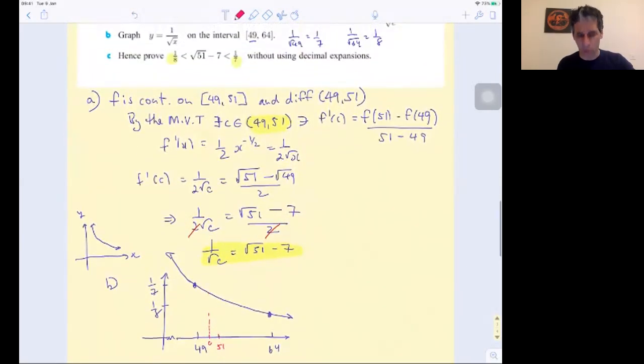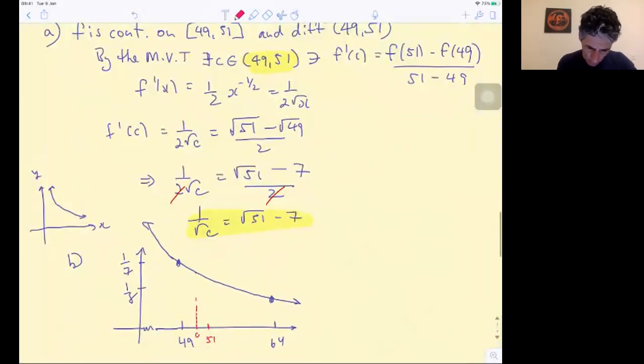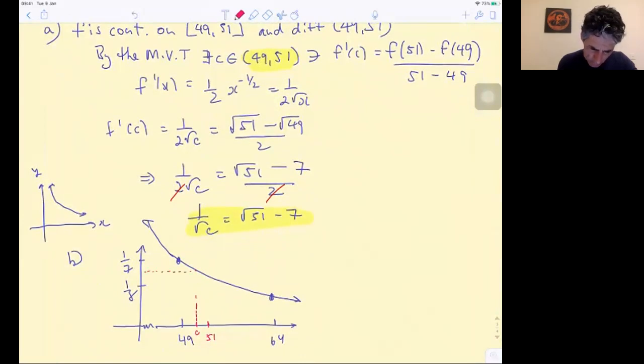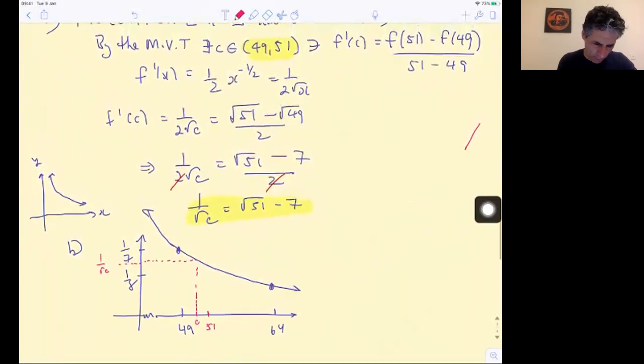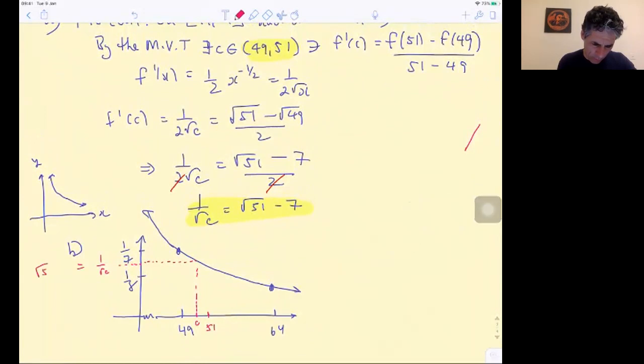What we're trying to show is this, and this is C, and this is 1 over the square root of C. So the mean value theorem proves the existence of this C, somewhere between 49 and 51, such that 1 over the square root of C is actually equal to the square root of 51 minus 7. Aha, so you can see we got it.